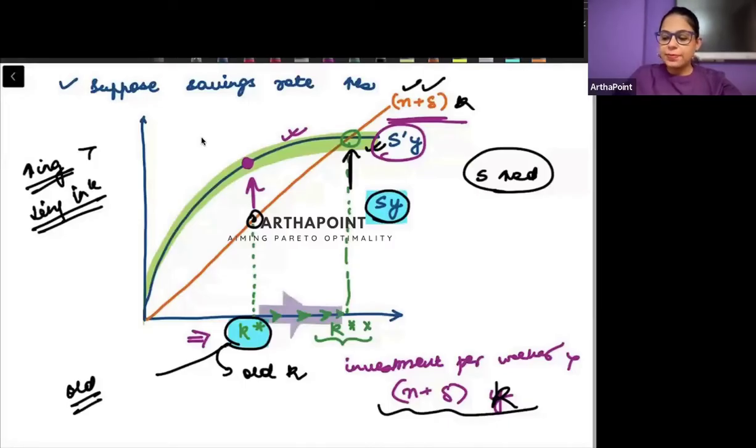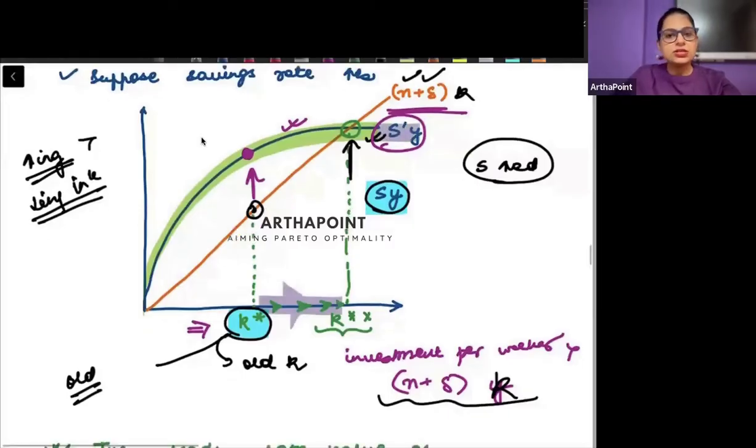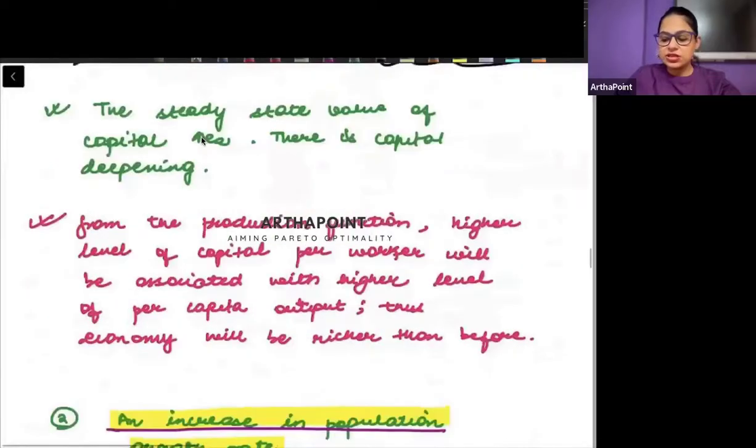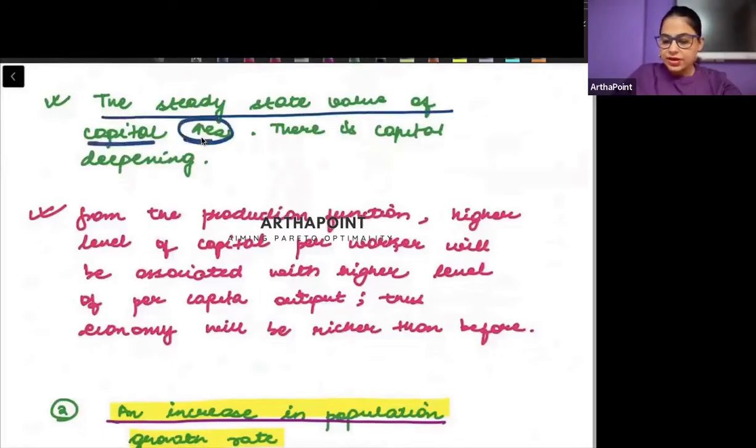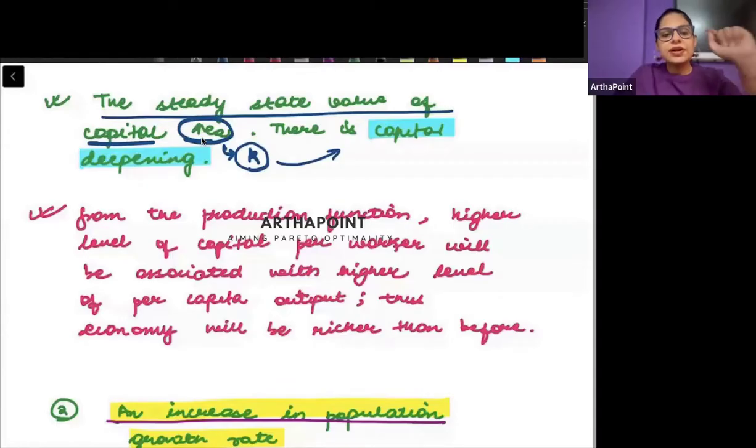So this is what happens when there is an increase in the savings rate, thereby causing an increase in investment, right? This is exactly written here. Read it out. The steady state value of capital increases, right? So since small k is increasing, we know that an increase in small k is called the capital deepening process, right? So there is capital deepening that is taking place. Now what is happening? Capital deepening is happening.